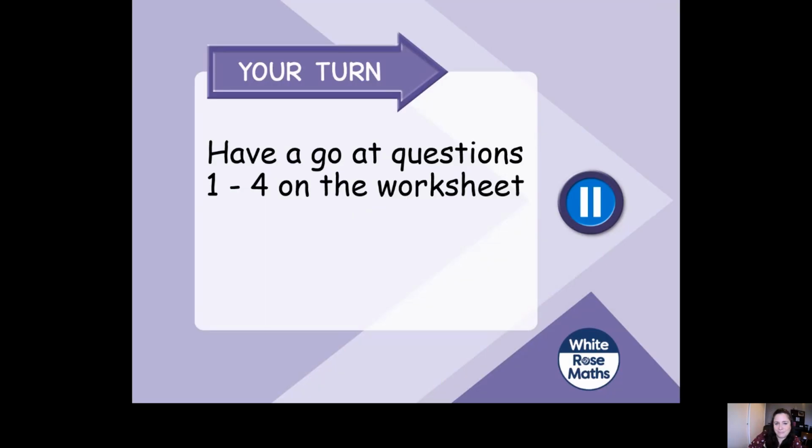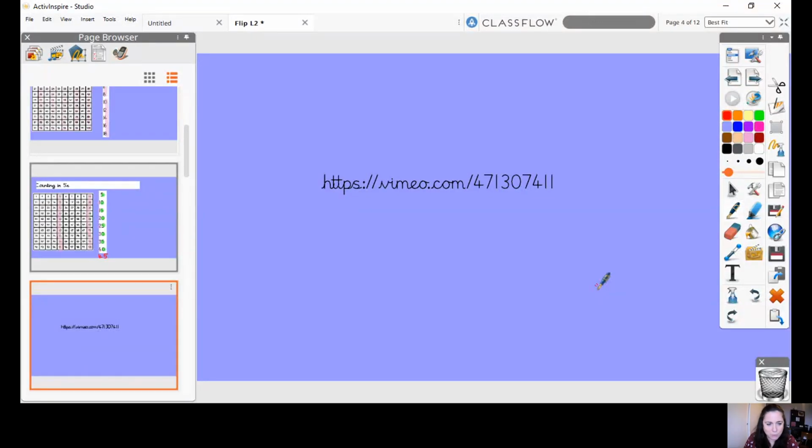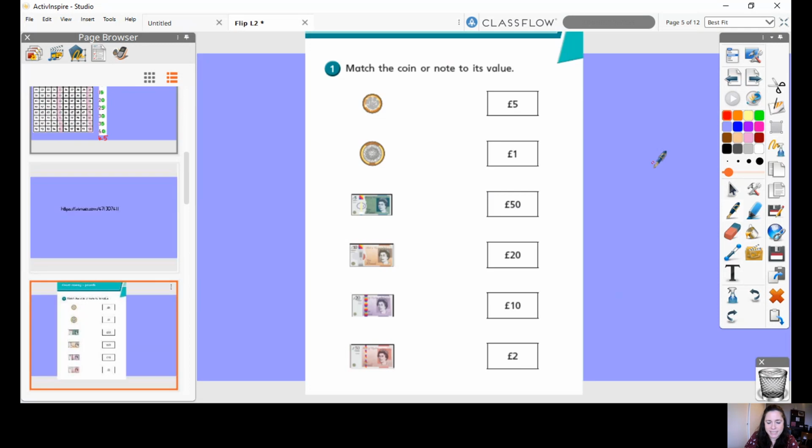It's your turn now. Have a go at questions 1 to 4 on the worksheet. Okay, yeah, I think we'll go with the crossing out method and not the paint. Otherwise, I think I might be getting cleaning bills from your parents and carers. Right then, if you're happy to have a go at questions 1, 2, 3 and 4 on your own, go for it and then come back to watch the next part of the video.